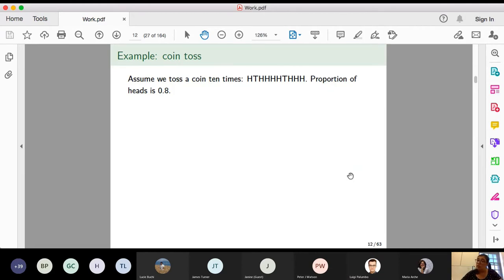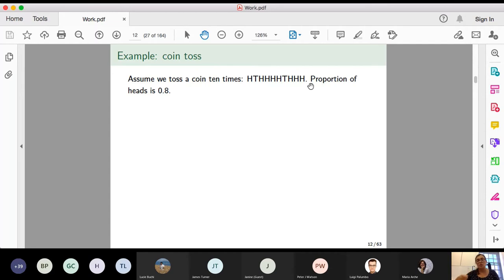So now I will show you a numerical example for this. Assume that we toss a coin 10 times, and for example, we get these results: heads, tails, heads, heads, heads, heads, tails, heads, heads, heads. So 8 heads and 2 tails. Then the proportion of heads is 0.8. Now imagine I've tossed the coin once again, so I have the 11th trial, and maybe this is tails. So now with a sample of size 11, I have 8 heads and 3 tails. So 8 divided by 11 will be the new proportion of heads.